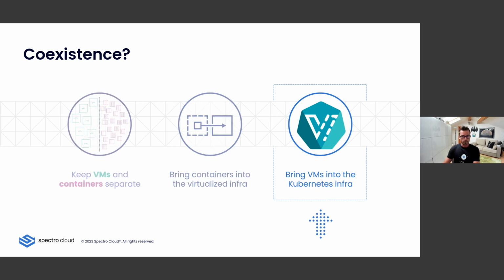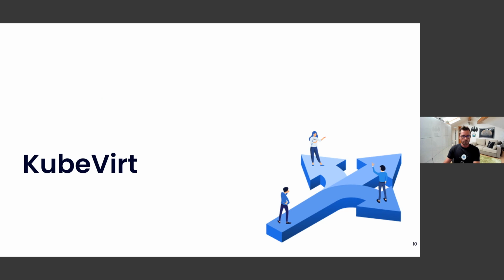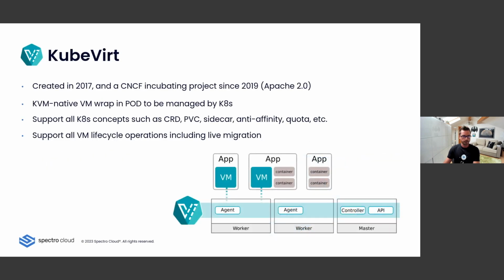And what is KubeVirt? KubeVirt is actually an add-on of Kubernetes. It's a virtual machine management add-on, which enables Kubernetes to deploy, provision, manage, and control virtual machines on the same infrastructure as the containers. It was initially created by Red Hat in 2017, and it's a Cloud Native Computing Foundation incubating project since 2019. The underlying hypervisor that is used is KVM, and KubeVirt enables KVM-based virtual machines to be managed as pods in Kubernetes.